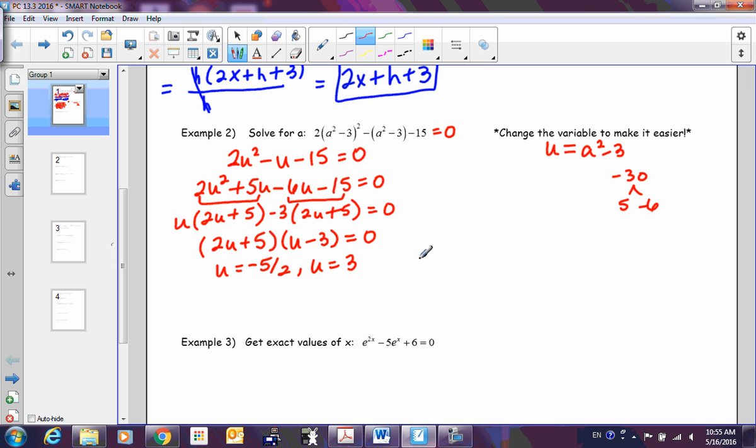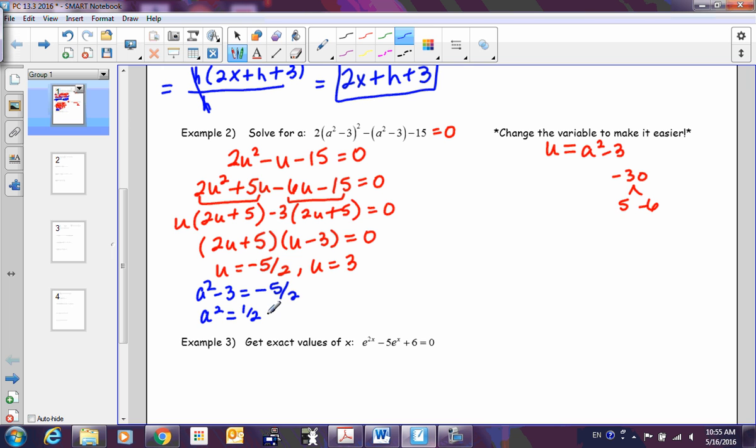Now we're not done, because this wanted us to solve for a. So we've got to go ahead and substitute back in. This is really a squared minus 3 equals negative 5 halves. And if you want to solve this, you've got to add 3. Now I'm not going to go over the number crunching here. You need to be able to do this without your calculator. So this is 3 minus 5 halves. That's just a half. And then we would square root both sides.